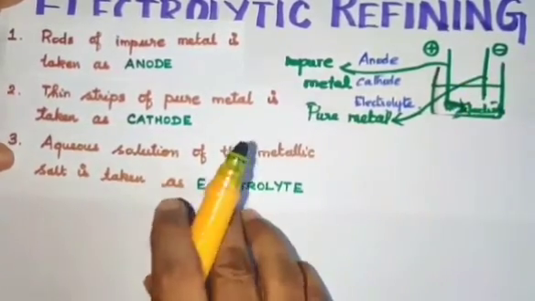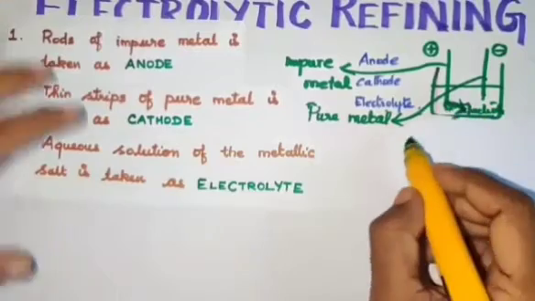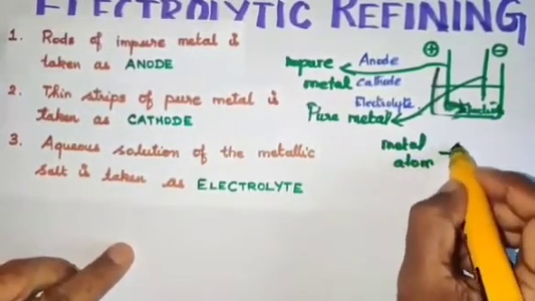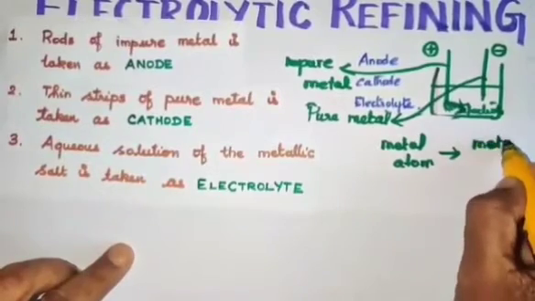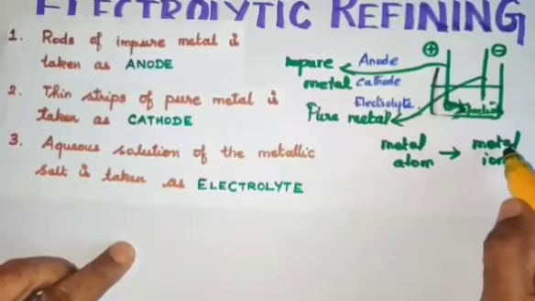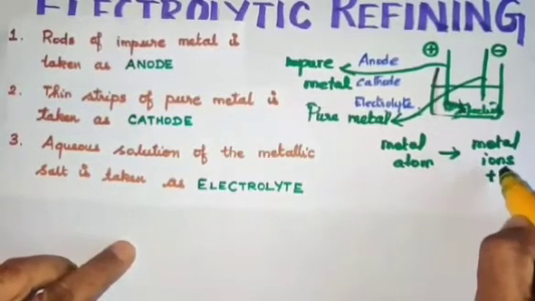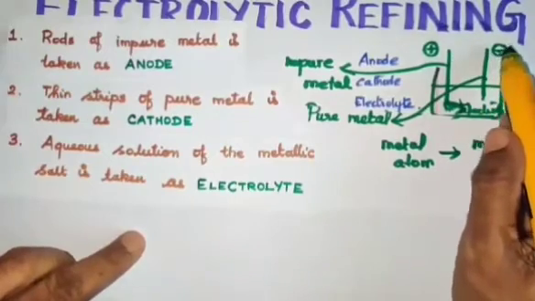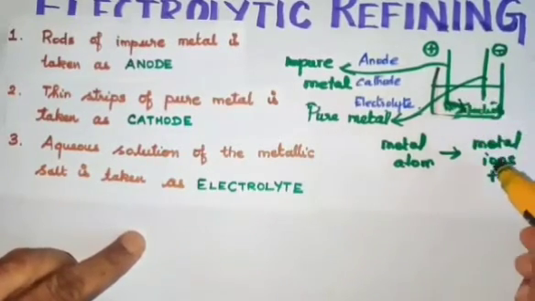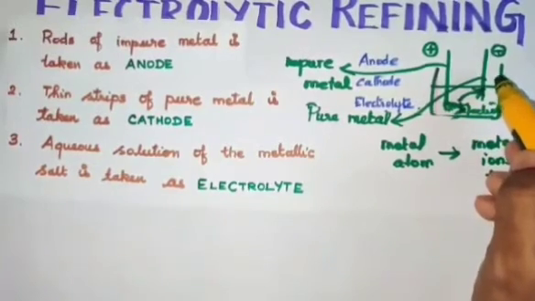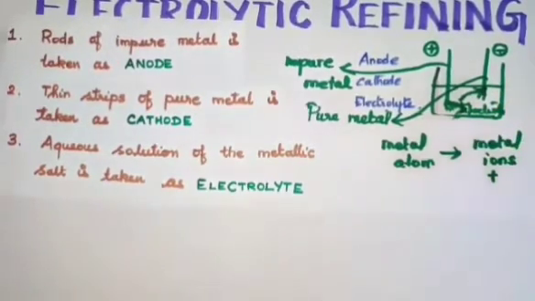Let's see what happens here. In the anode, metal atoms are present. They are converted into metal ions. The charge of metal ions is positive. These metal ions are attracted by the negative cathode rod. So, the metal ions from the anode are deposited on the cathode rod.